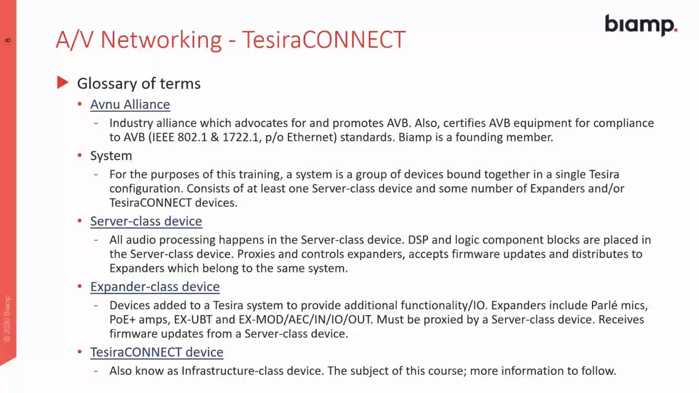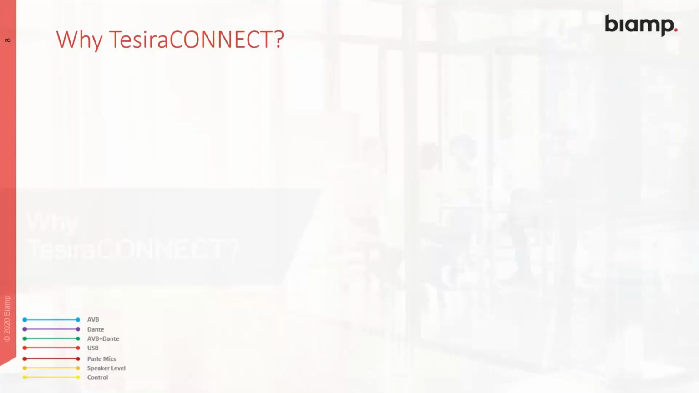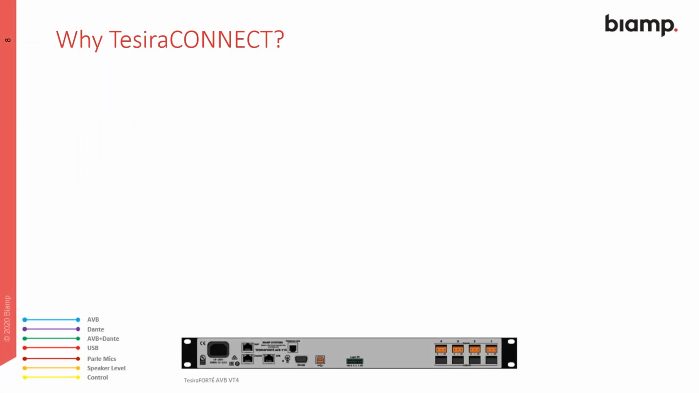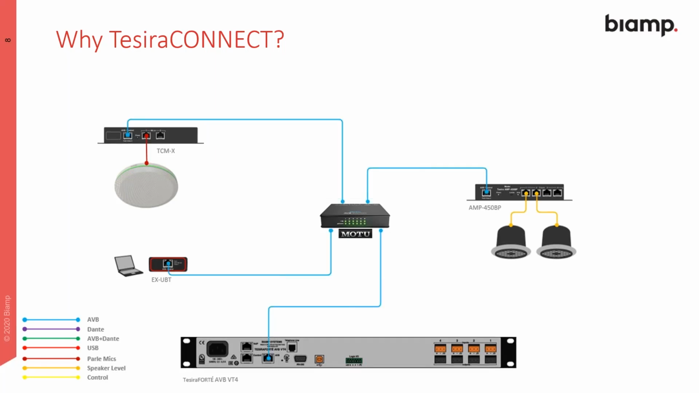The one thing that we need to learn is why we need TesiraCONNECT. In the past on site, you would struggle with AVB connectivity between your end devices. For example, if you have a TCM-X, an EX-UBT, or an AMP 450BP, you will need a third-party AVB switch, and because this switch does not support PoE+, you will need to buy some PoE injectors and add them to the system.